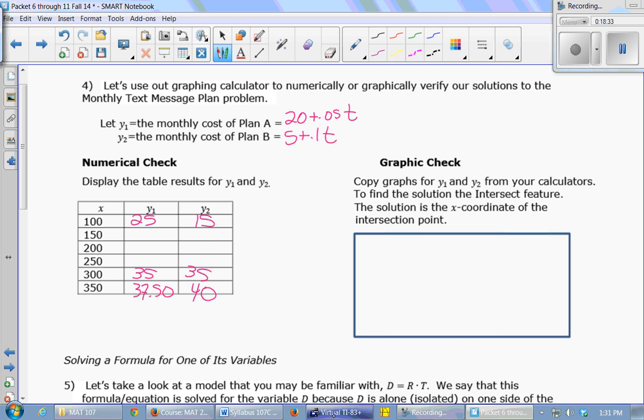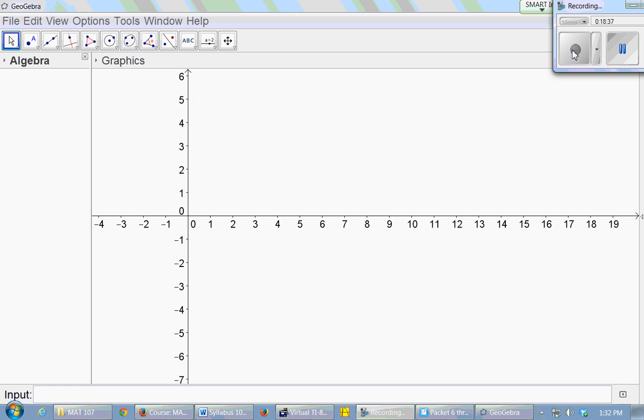So just real briefly, I'm going to show you how to do the same thing in GeoGebra. Okay, so here's GeoGebra. It's the exact same process as the calculator. We're going to graph the two lines, a line that represents the cost of plan A and a line that represents the cost of plan B, and find where they intersect. So I'm going to graph y equals 20 plus 0.05x and y equals 5 plus 0.05x.